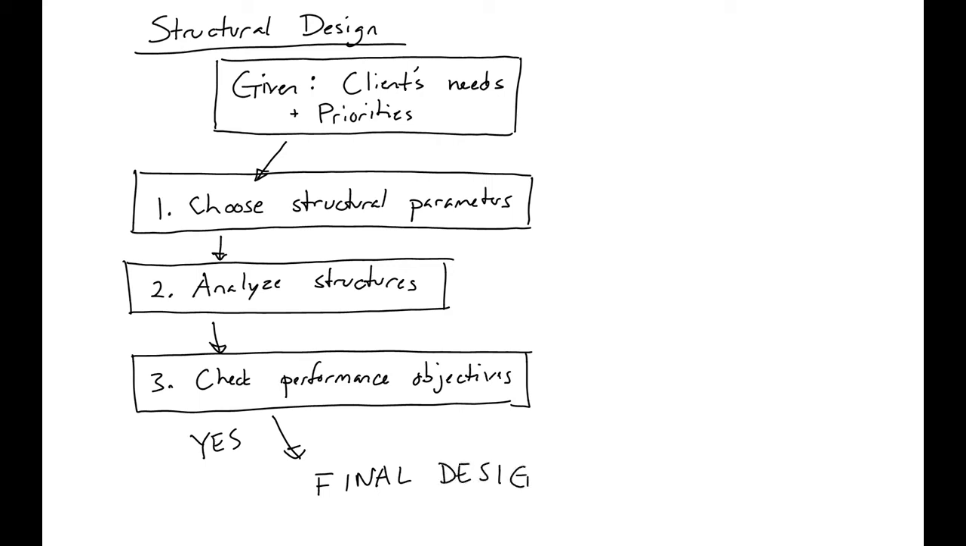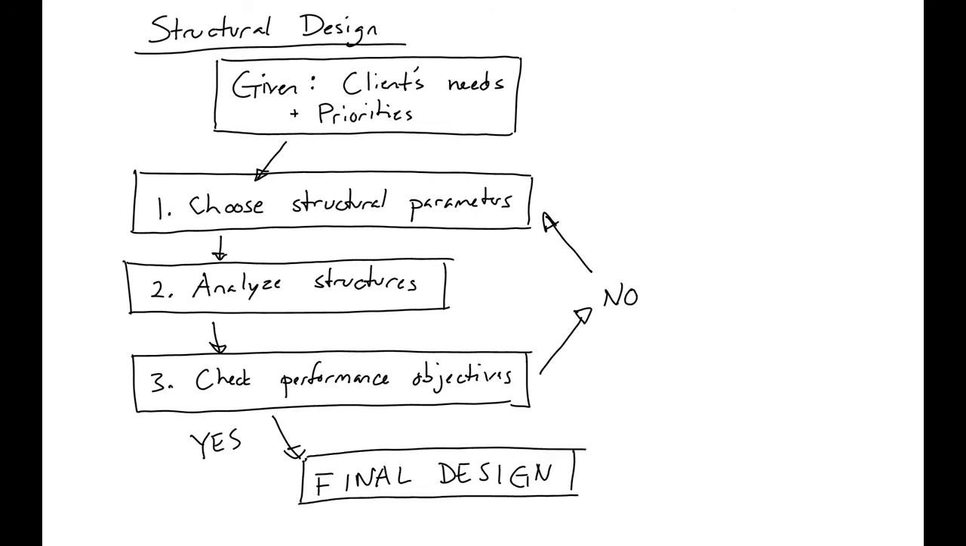If we don't, then we need to change our structural parameters. So we may need to add more reinforcement or change our section shape or size or something about our structure. You can see that within our design procedure, we have analysis.